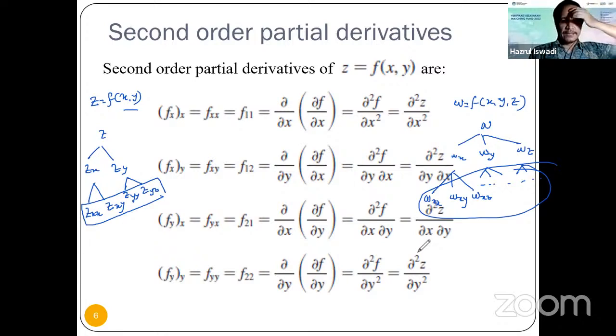Please look at that. There are some notations for the partial derivative, not only one, but more than one. Yeah, we can say zx, we can say dou z dou x, or we can say fx.